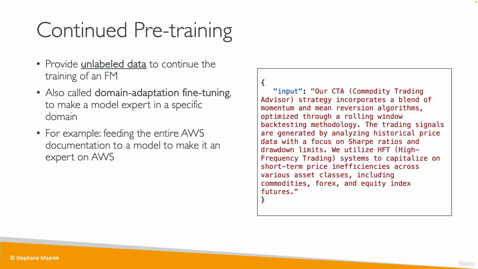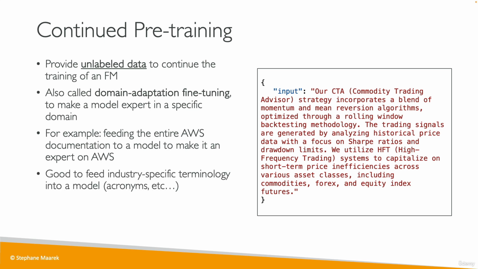So here's the kind of input you have. As you see, there's no prompt and output. There's just input, and the input is just a lot of information. Here, this information is around financial data, and as you can see, if you want to read through it, it has a lot of acronyms. So this is very good to teach acronyms or feed industry-specific terminology into a model. And then you can keep on training the model. It's called continued pre-training as more data becomes available.